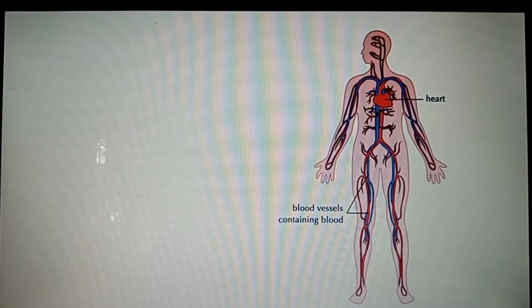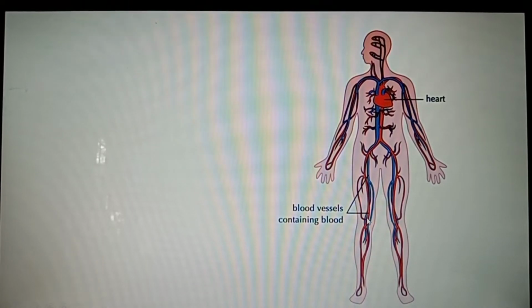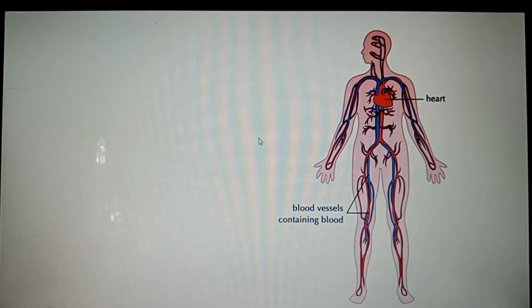Now let us use a colored version of the drawing of the circulatory system. So as you can see in the drawing, the heart is here and the blood vessels are here. So there is blue and there is red. So we're going to use color coding here as we discuss the process of circulation and as a whole, the circulatory system.